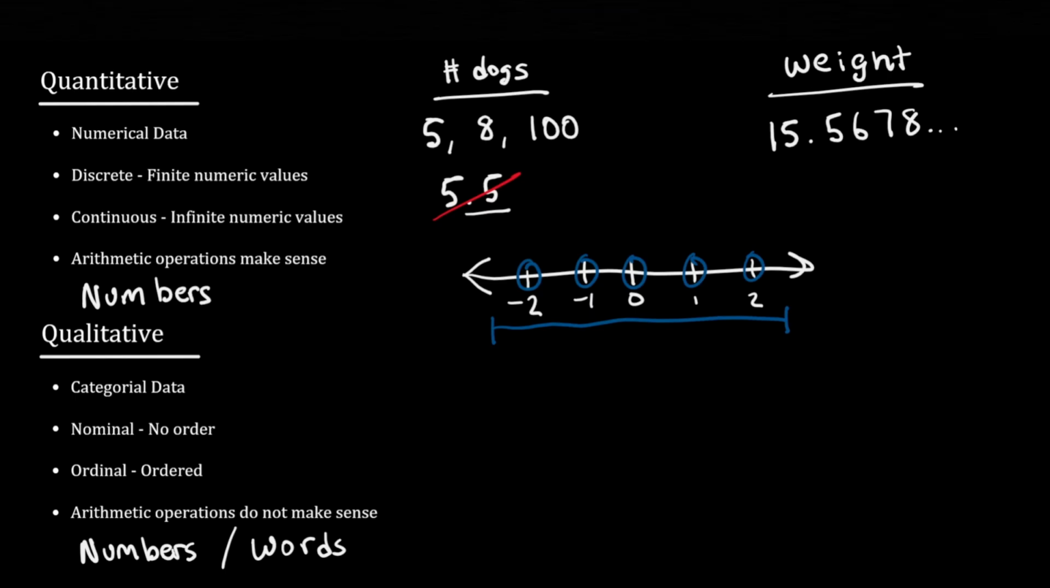Now, qualitative variables can either be nominal or ordinal. Nominal variables have no inherent order in their categories. Let's say our variable is eye color. Then our categories can be brown, blue, or green. These categories have no inherent order, since we cannot say that brown is greater than blue or blue is greater than green. This doesn't really make sense.